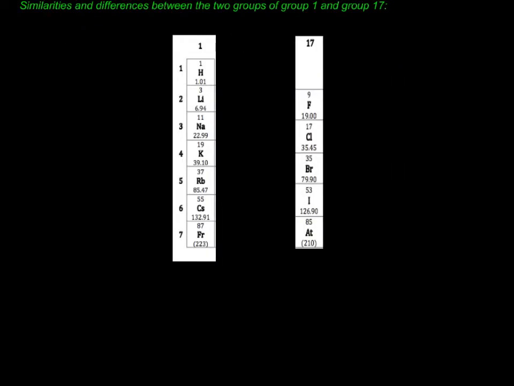Now, the last thing I want to do in this series as a review is similarities between group 1 and group 17. Group 1 are alkali metals, and we're not going to include hydrogen in it, just lithium, sodium, potassium, rubidium, cesium. Group 17 are halogens. Now, they have a couple of similarities.